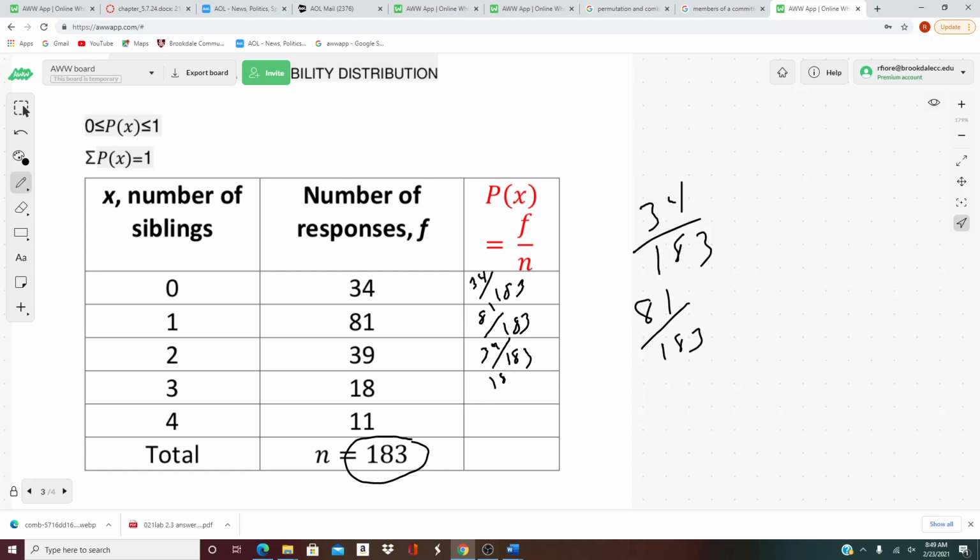This should be 18 out of 183. This should be 11 out of 183. If I were to add all of these numbers together, the summation of all of my probabilities would be 183 over 183. When simplified, they would equal 1. That's what shows me that this is correct and that I did my probability distribution correctly. If I had added these together and gotten something other than 1, I would know I was incorrect. Remember, in decimal form, the answer may come out slightly different, very, very slightly different. And that would just be due to rounding.